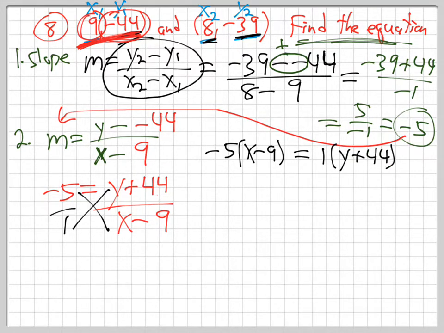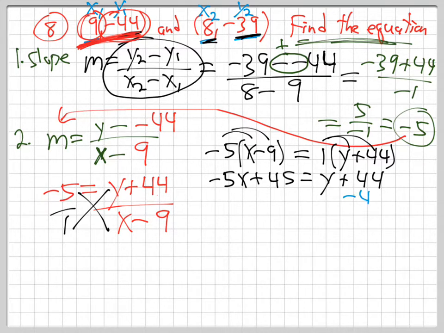Everybody see what I did there? Just diagonal, diagonal. And then you distribute. Minus 5x plus 45. And distribute y plus 44. Y wants to be alone. If you look at all the multiple choice answers, they all have y alone. So we got to get y alone.